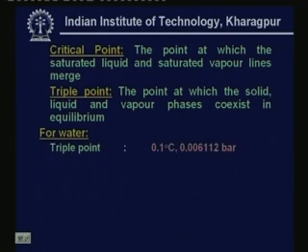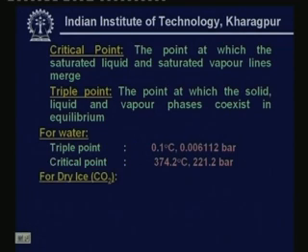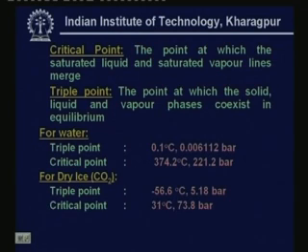For example, for water, the triple point is 0.1 degree centigrade, and the pressure at triple point is 0.006112 bar, and its critical point is at 374.2 degrees centigrade, and the pressure at critical point is 221.2 bar. And for carbon dioxide, or dry ice, the triple point is minus 56.6 degrees centigrade, and the pressure at triple point is 5.18 bar, and the critical point is 31 degrees centigrade and 73.8 bar.